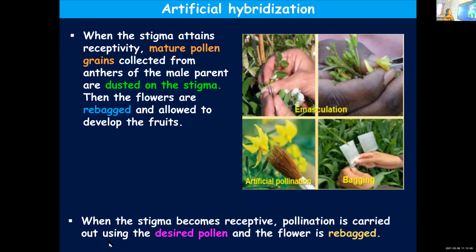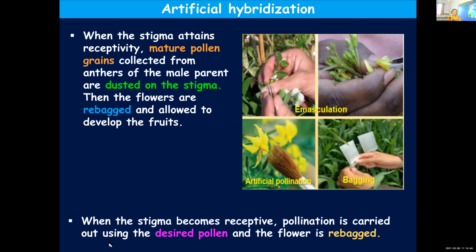The stigma is within the butter paper bag. And when the stigma attains receptivity, what will the plant breeder do? He will take mature pollen grains from the anthers of the male parent. That male parent will be having the desired characteristics. So the plant breeder will select the male and female parent beforehand. From the female parent flowers, he has removed the anthers. Then from the flower selected as the male parent, he will collect the pollen and dust it on the stigma when the stigma attains receptivity.